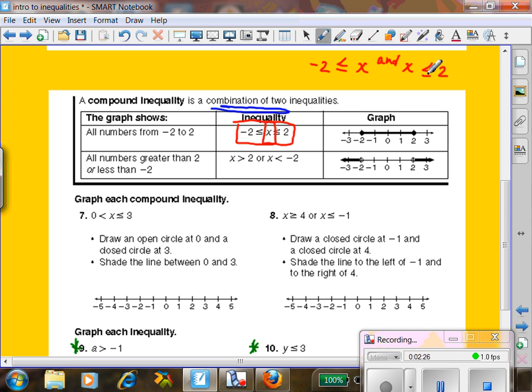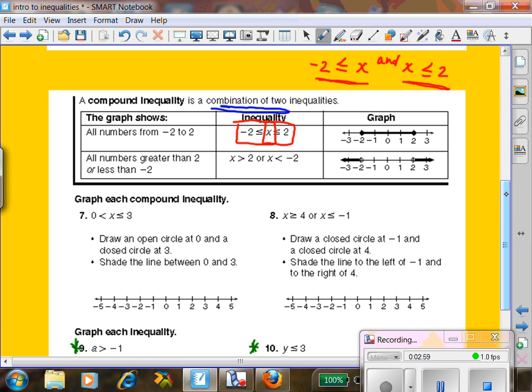So then you have to think, well, could it be -2? Well, this says since it's equal, that means it could be -2. And then could it be +2? Well, if it's equal to 2, then it could be +2 as well. So when you have an x or a variable sitting in between two numbers with two inequality signs that are facing the same direction, that means it's an AND situation. That means this has to be true and this has to be true.